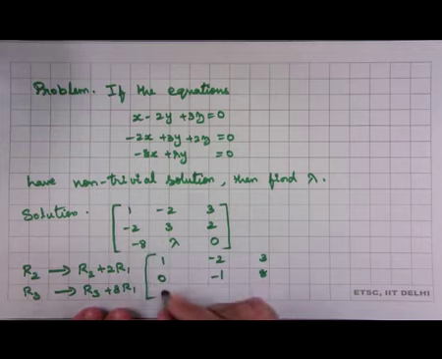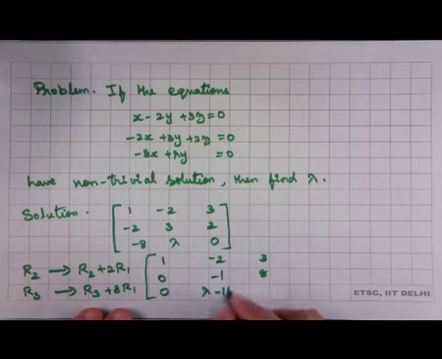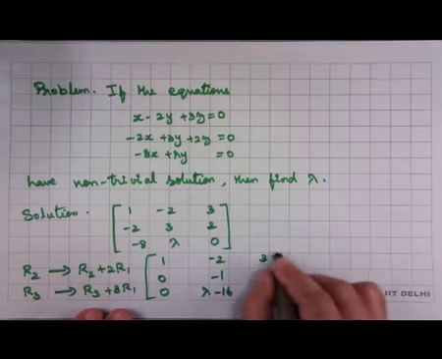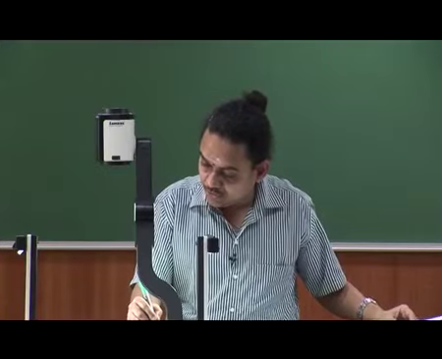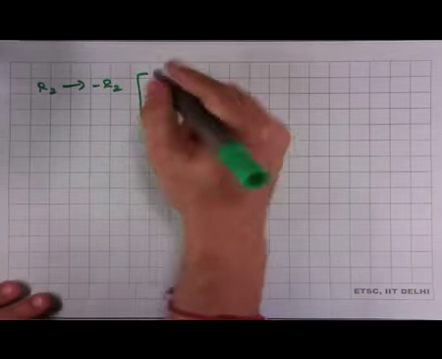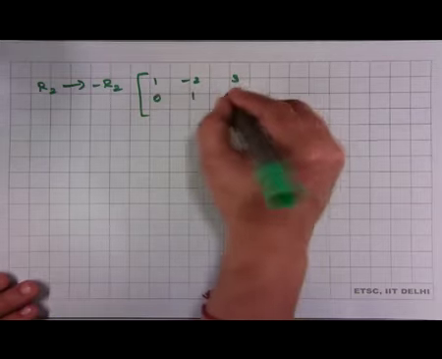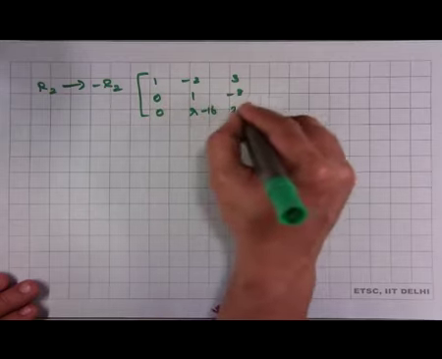Plus 8 times 1, this is going to give me 0. Lambda plus 8 times minus 2, which is lambda minus 16. 0 plus 8 times 3, which is 24. Now, let's multiply this row by minus 1 so that it becomes 1. R2 is replaced by minus of R2. 1, minus 2, 3, 0, 1, minus 8, 0, lambda minus 16, 24.